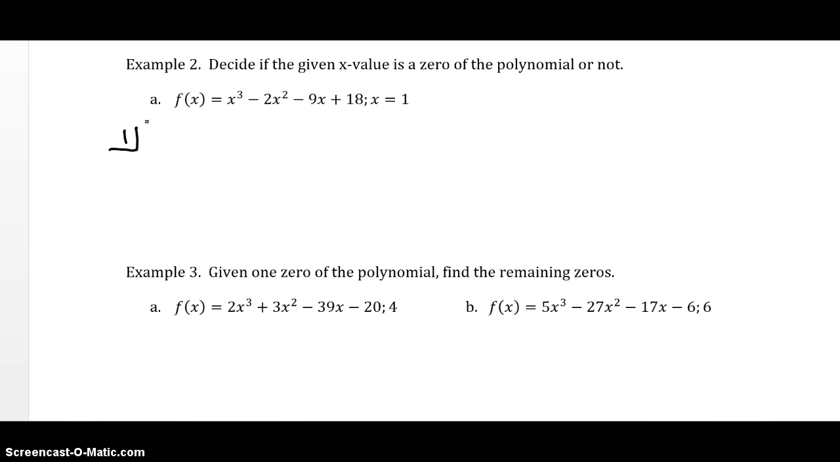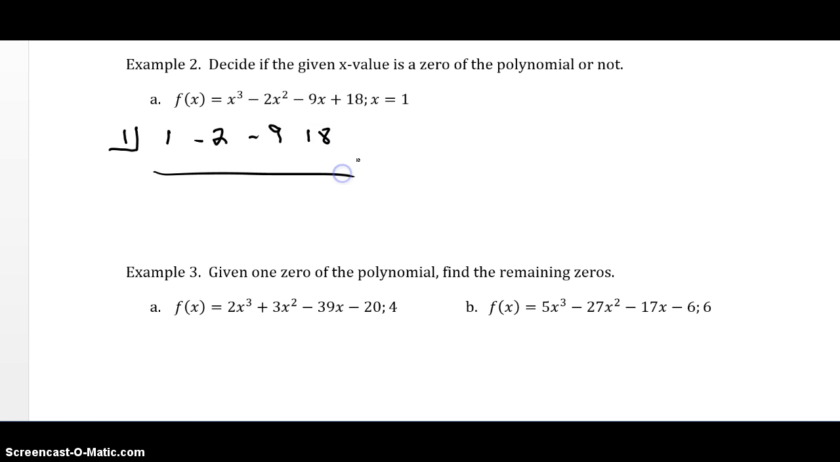Now this one's kind of nice because I'm not missing any terms. Cubed, I've got a squared, I've got an x to the first, and an 18. So I'm going to put a 1 here, a -2 here. I've got -9, and I've got 18.